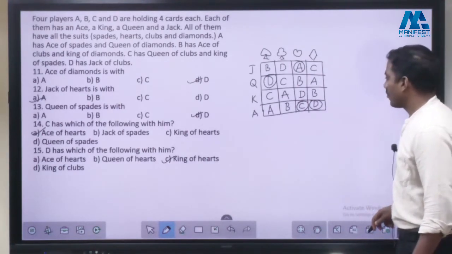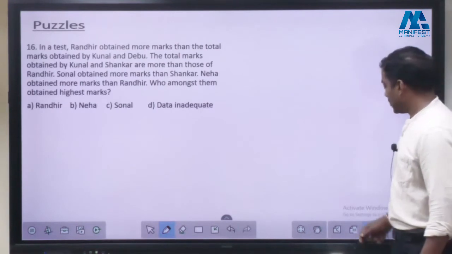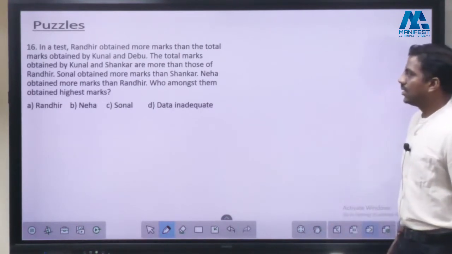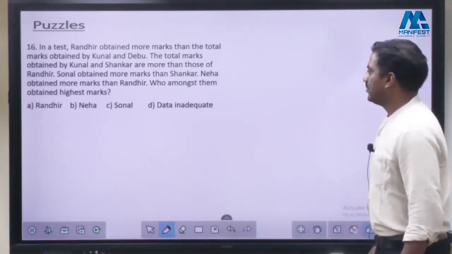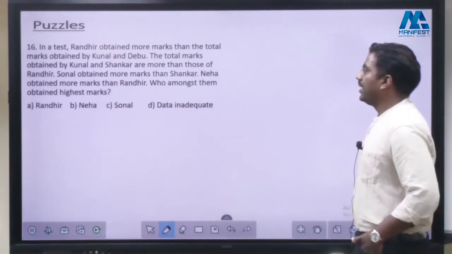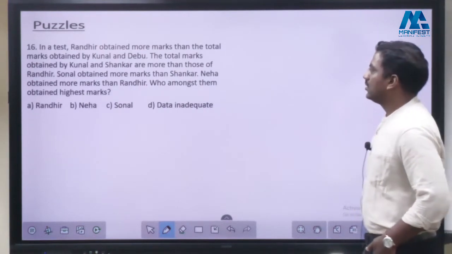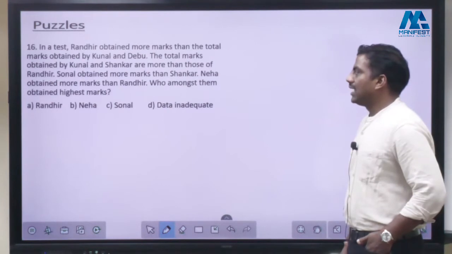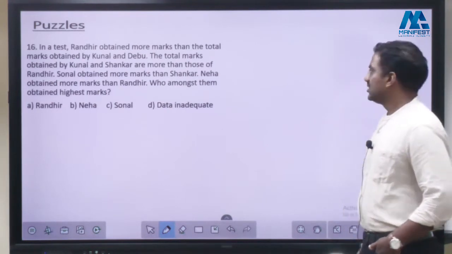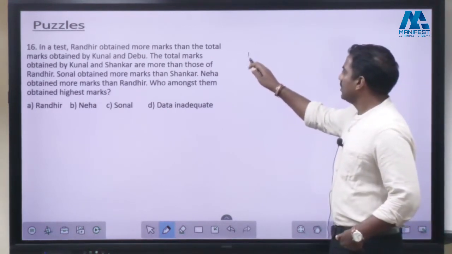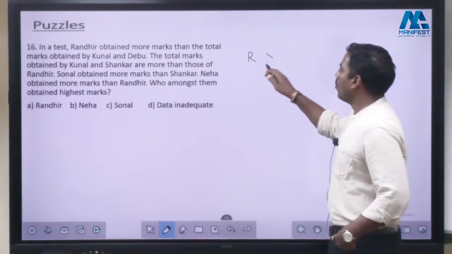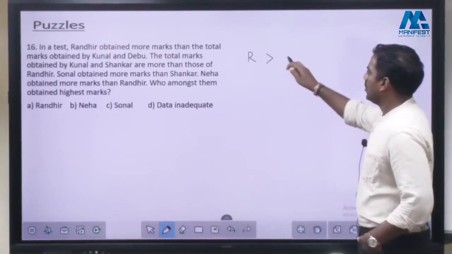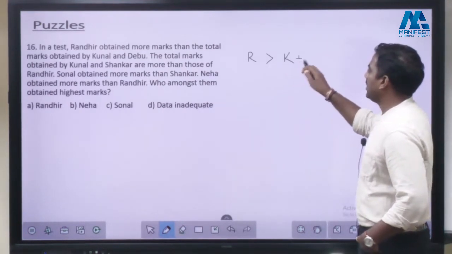Next. In a test, Ranadhir obtained more marks than the total marks obtained by Kunal and Debu. See, Ranadhir has obtained more marks than Kunal and Debu.